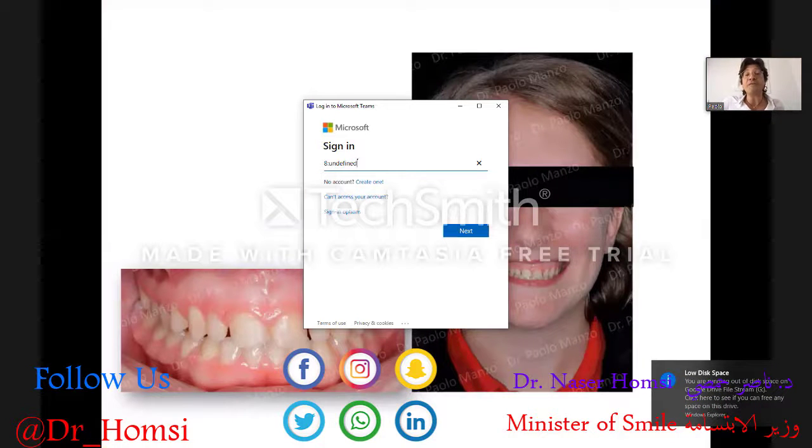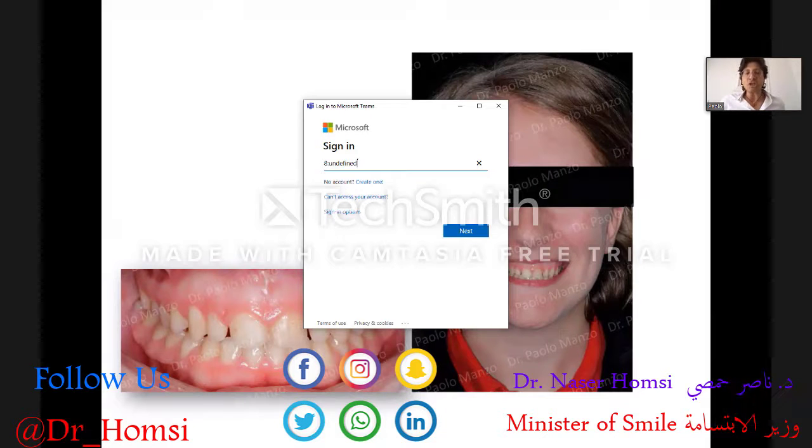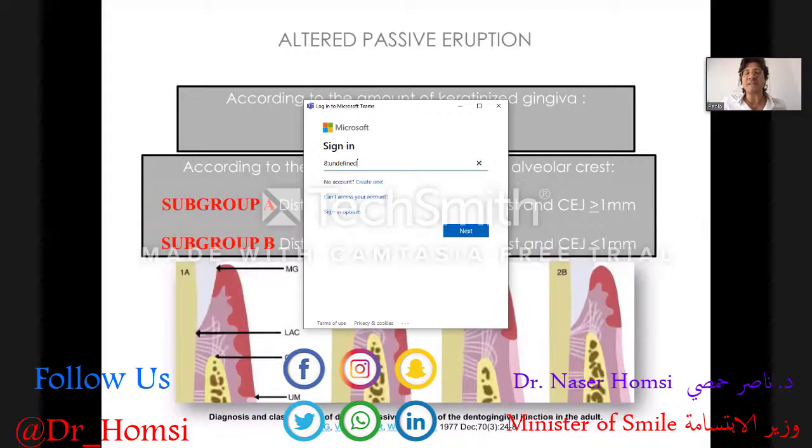We need to agree on this from the beginning with our periodontist. Because this situation has to be assessed in the classification published by Coslett in 1977.